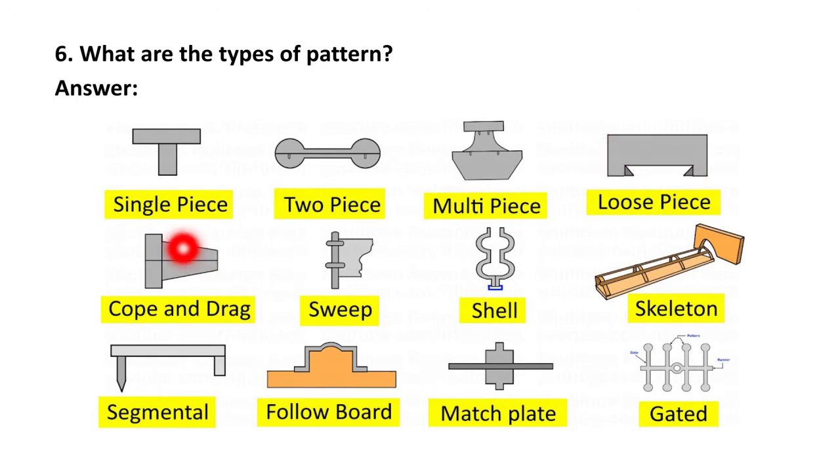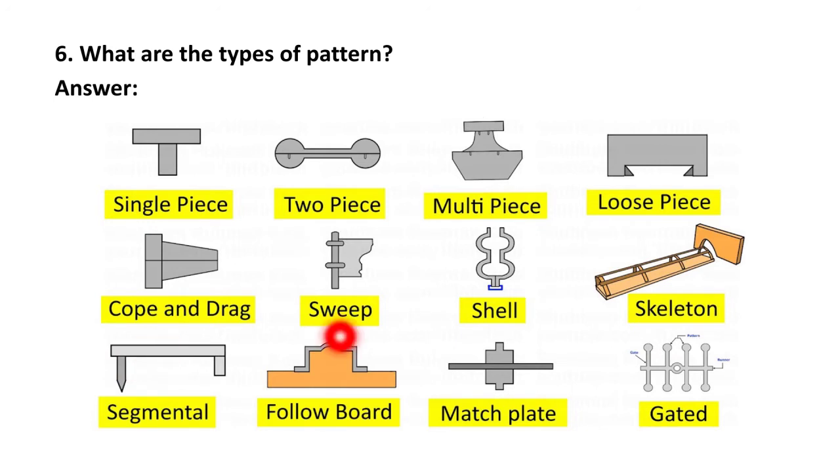Then cope and drag pattern. This is the upper portion, that is cope, and the lower portion is known as drag. So this is known as cope and drag pattern. Then sweep pattern. This is an example of sweep pattern. It is rotated around its axis so as to prepare the cavity. This is shell pattern. This is skeleton pattern. A number of parts are attached to it, that is why it is known as skeleton pattern. Then segmental pattern, here you can see it is in different segments.